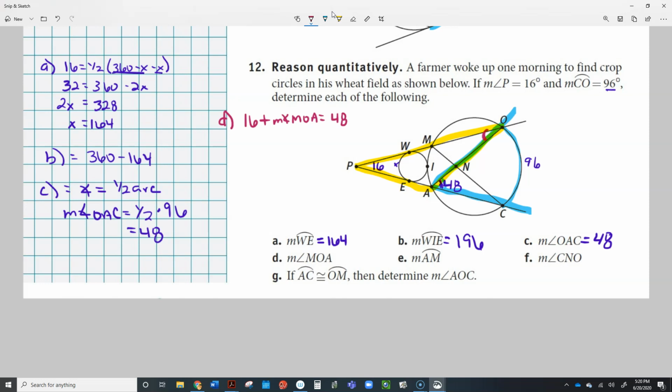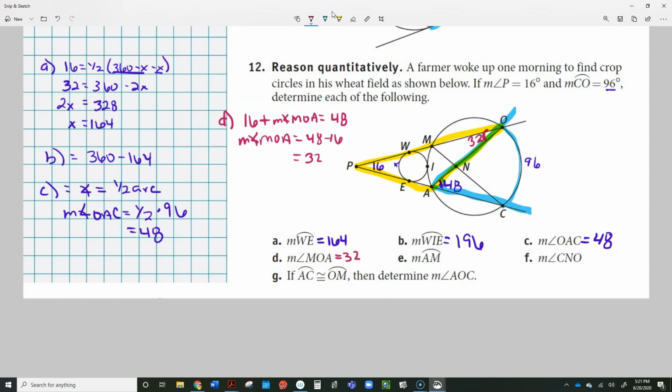Because the remote interior angles equal the exterior angle. And for this triangle right here, you extend that side on out, and that's an exterior angle. So to find the measure of angle MOA, all I have to do is say 48 minus 16. And if you say 48 minus 16, I believe you get 32. So that is 32. So this angle right here is 32.